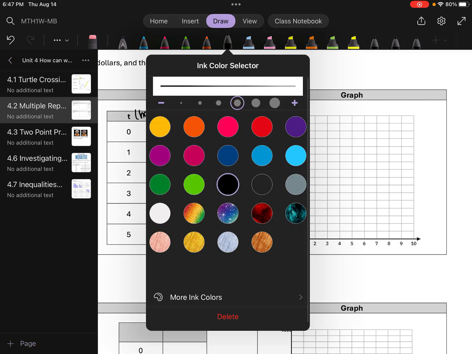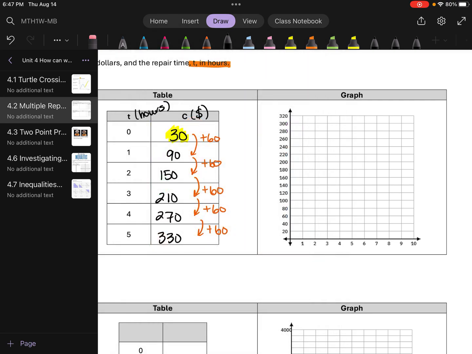Okay, so when I'm looking at this graph, my x-axis represents time, and we said that was in hours, and my y-axis represents cost. So because we're working in, not in hours, in dollars, because we're working with a context and not just y and x, we are labeling our axes. Then we're going to plot our points. So our first point is 0 and 30. So I'm going to go to 0 on my x-axis and up to 30 on my y-axis. And I'm going to keep going.